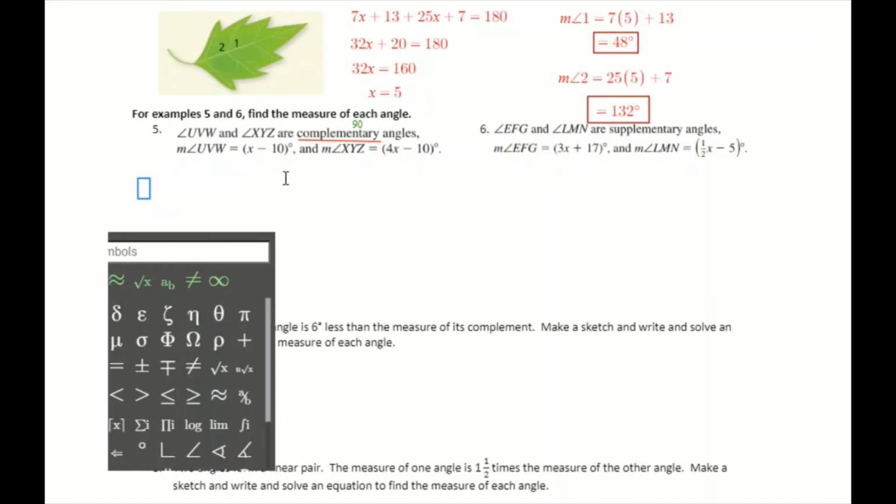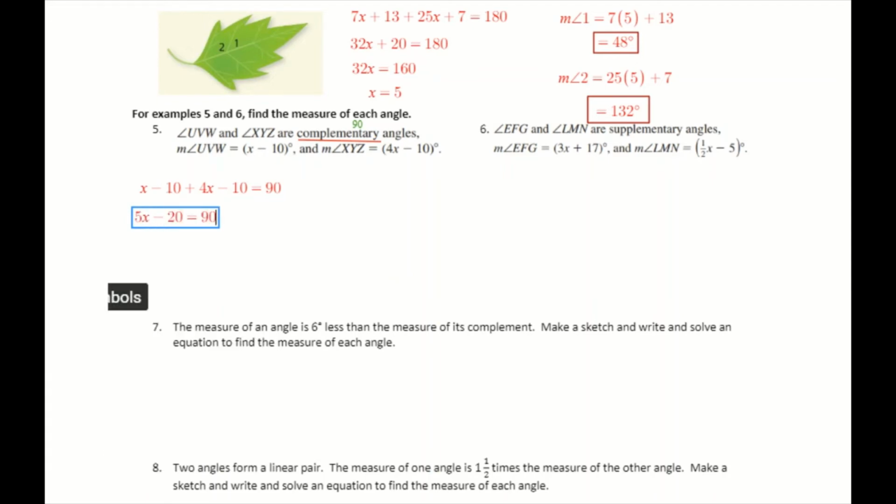So let's see here. We've got x minus 10 plus 4x minus 10 equals 90. Okay, x plus 4x is 5x, and negative 10 minus 10 is negative 20. Let's move this out of the way. We can add 20 to both sides to get 5x equals 110, and then divide both sides by 5 to get 22. So x is 22, and we can use that to find the measure of each of these two angles.